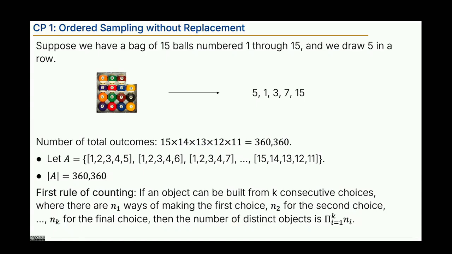Okay? This gives us the first rule of counting from the notes, which is if I'm building an object, like some collection of things, and I build it from k consecutive choices, where there's n sub 1 ways of making the first choice, n sub 2 for the second choice, all the way up to n sub k for the final choice, then the number of distinct objects or combinations is going to be the product of n sub i, for all of the i's from 1 to k.